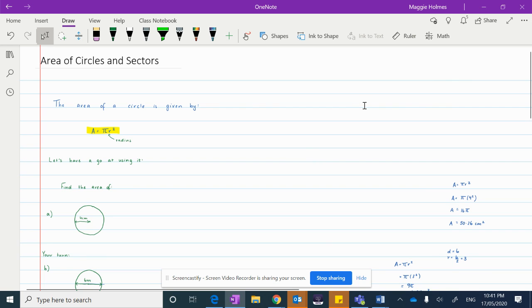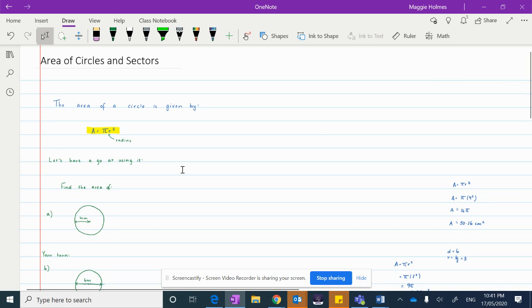Alright, so we're extending our understanding of area to the area of circles and sectors. The formula that we use for the area of a circle is area is equal to pi times the radius squared. Okay, so let's do a few examples now.